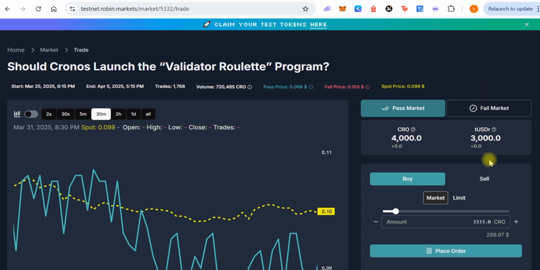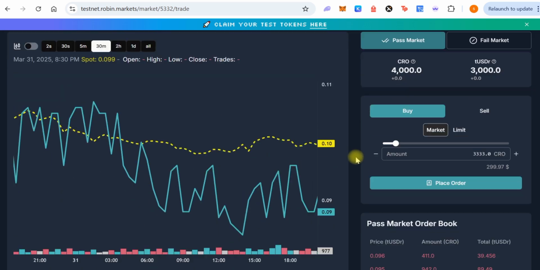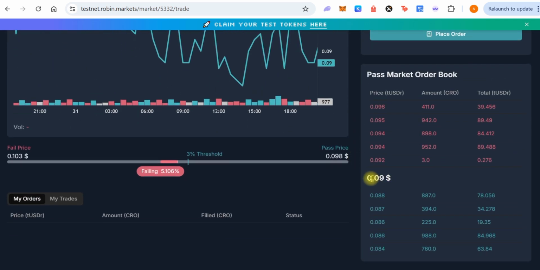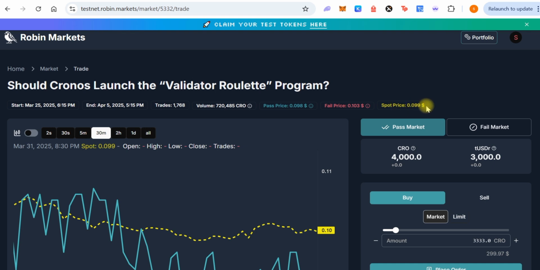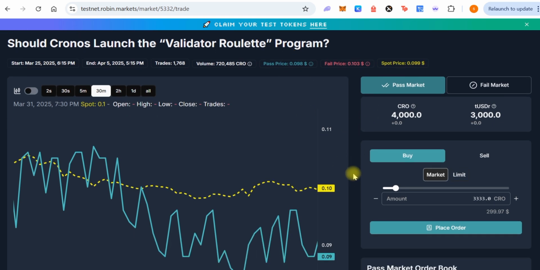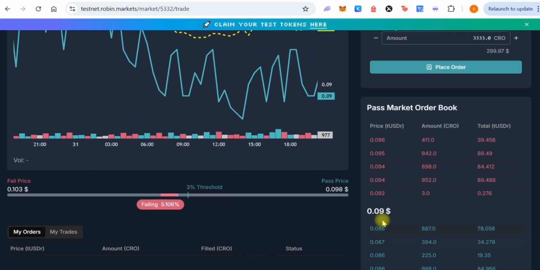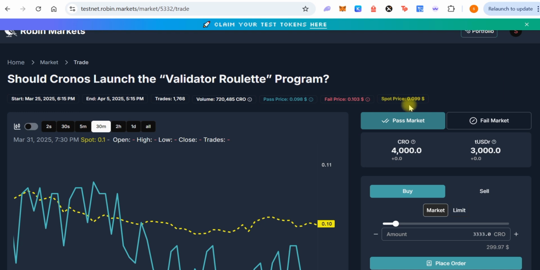So now, let's say I have decided to buy the market, that the validator roulette program should go live. All I need to do is to check the order book price. So for the pass markets, you can see it's about 9 cents, which is lower than the spot price, right? So if I buy a pass market, I am buying at a cheaper price than what is trading on an exchange. Okay, so if I do so and this market passes, I'm actually going to make money.